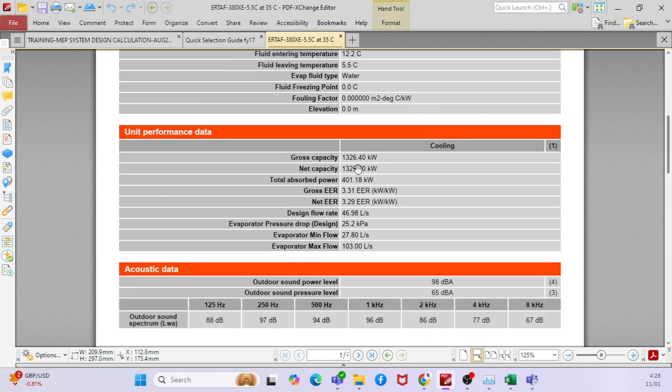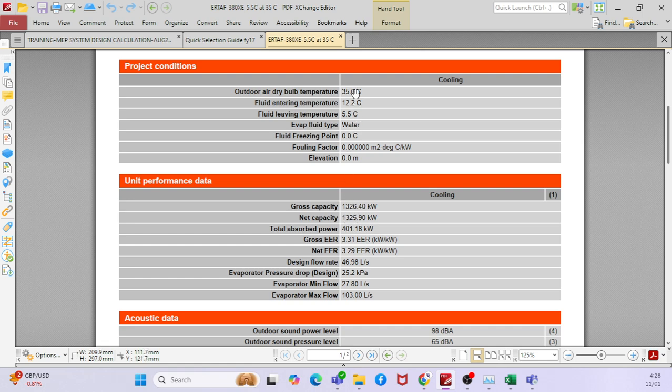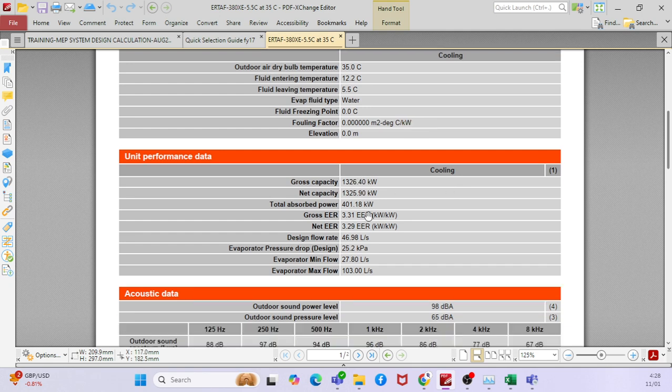Then the gross capacity. This gross capacity is very important. It is based on 35 degrees Celsius. So when you go with 46 degrees Celsius or based on the local condition, you have to really see what the kilowatt is. That kilowatt is your project capacity. This is not the project capacity, right? And then you have an EER, which is 3.31.